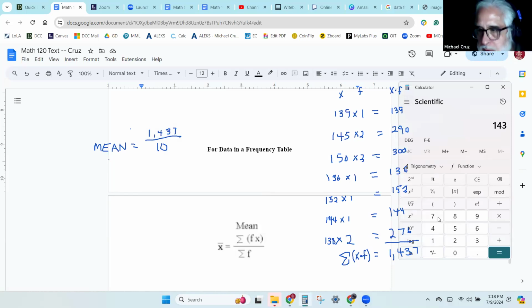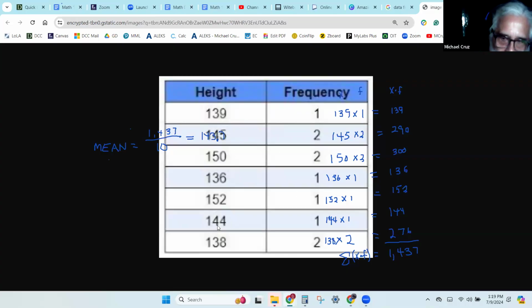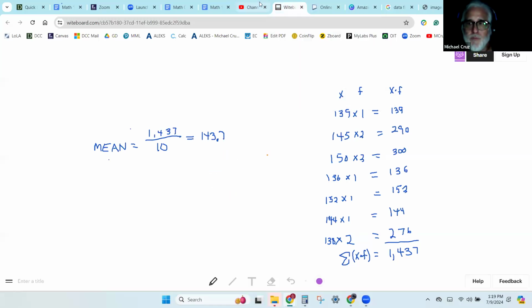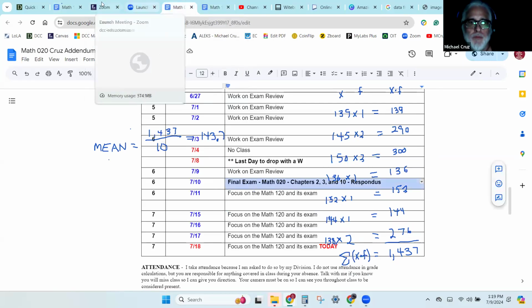So 1,437 divided by 10, so this mean is equal to 143.7. There's no need to round this because this one is exact, because it stops. There's no values coming after it. So 143.7 is right around 144. These are in order, I just noticed that as we were doing it. But the mean would be around 144. But that's the exact value.